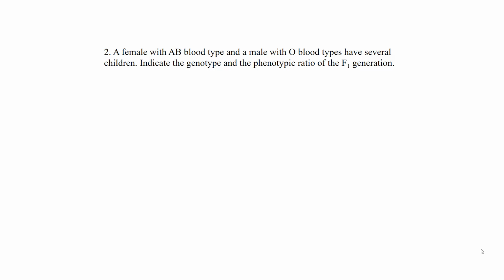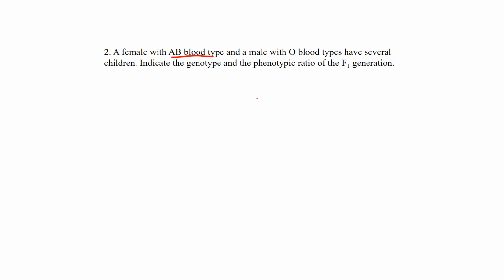Okay, question 2 on page 22. Again, another blood typing question. So we know the legend from the previous question, but it says a female with AB blood type. Okay, underline the parents. So we know the legend. Underline the parents, tell me their genotypes.